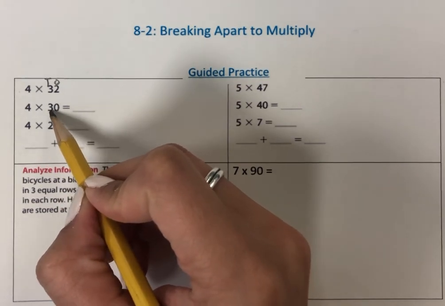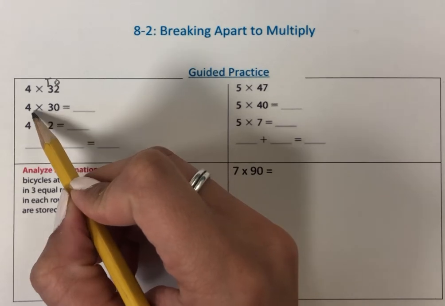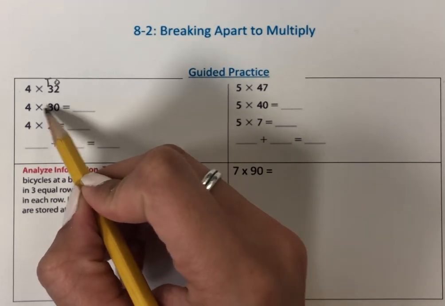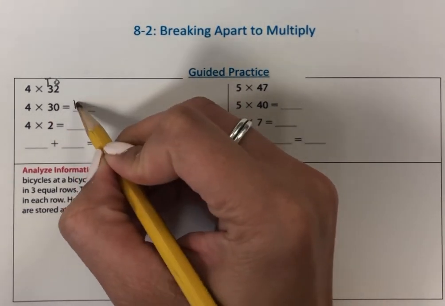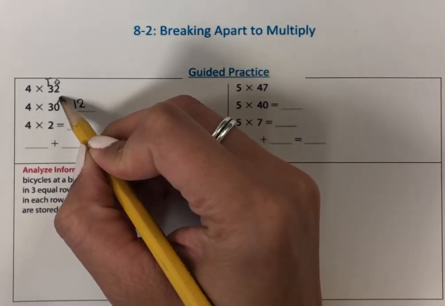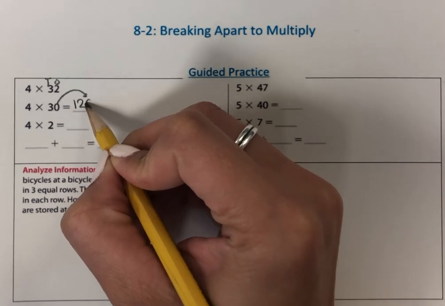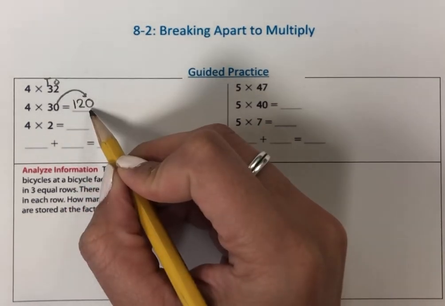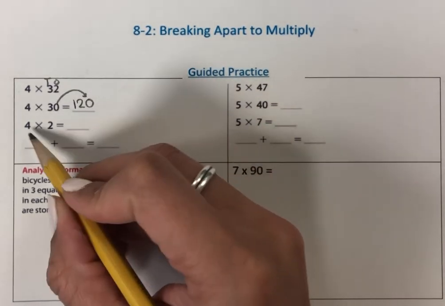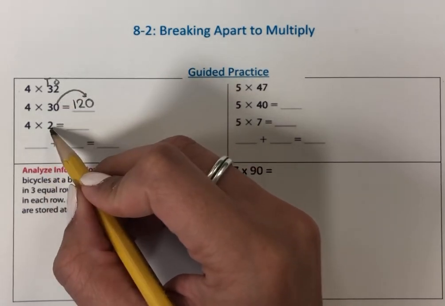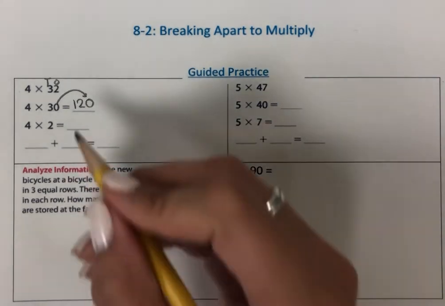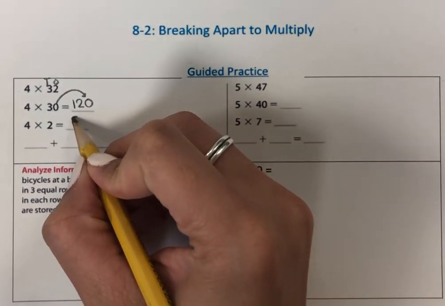4 times 30, we learned already how to multiply by tens. 4 times 30 is really just the basic fact, 4 times 3, which is 12. And then we bring that 0 at the end of our answer. And we have 120. The next one, 4 times 2, the value of the ones place, 2. 4 times 2, it's a basic fact. We should memorize it. And the product is 8.